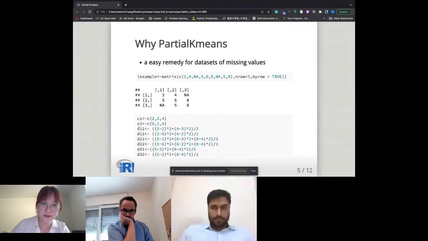Next, let's calculate the distances. For row 1, the distance will be simply the squared distance from 2, 4 to 2, 3 in this case. Because here we are only calculating the partial distance, we don't take the missing values into account. Also notice here that I divided by 2 because we want all the distances to be comparable. So we decide to divide by the number of entries in the squared distance. So when the number of entries is 3, we divide it by 3.